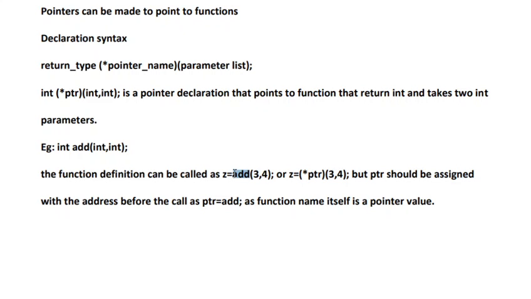So in order to make a pointer invoke a function, what we need to first do is assign the address of the function to the pointer. So here ptr should be initialized with add, right? This is very important. So ptr should be initialized with add. The function definition can then be called using z = add(3, 4) or z = (*ptr)(3, 4). Here we are using the pointer notation in order to call the function. This is the way you can use function pointers in order to invoke a function. It will call the function whose address is being held by ptr, but we need to ensure that ptr is assigned with the address before the call.